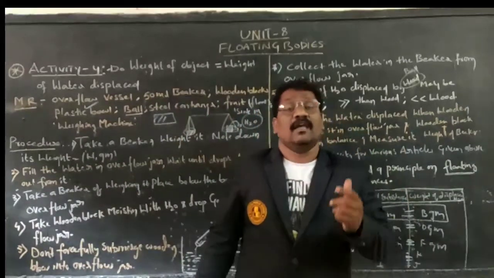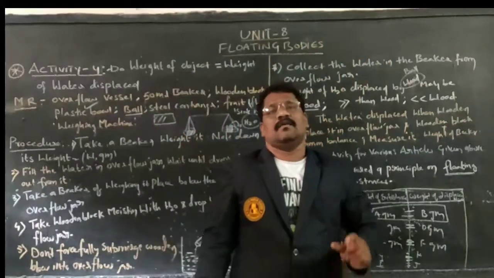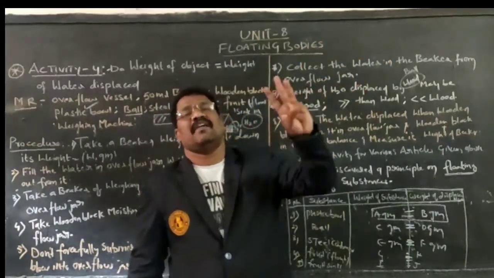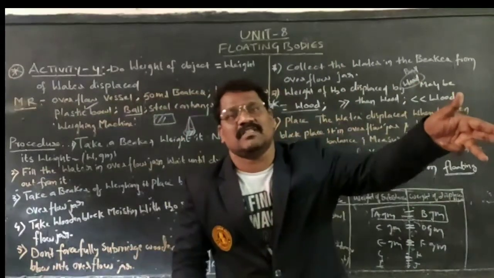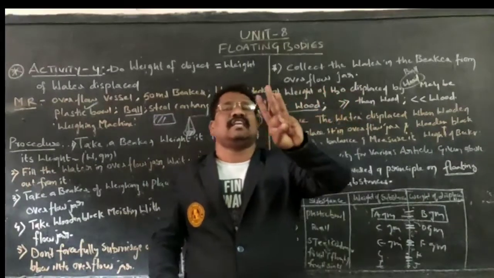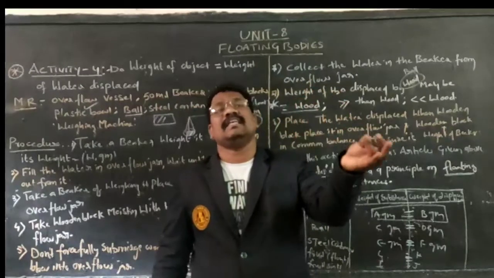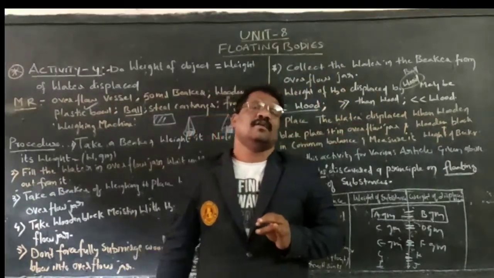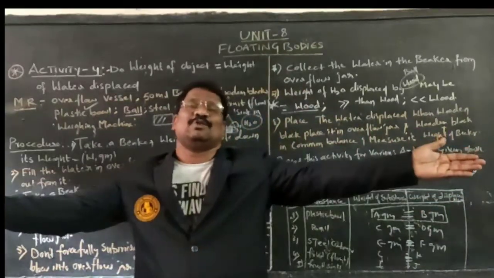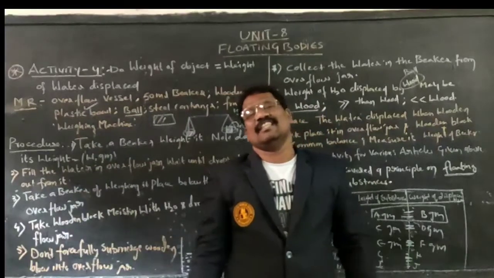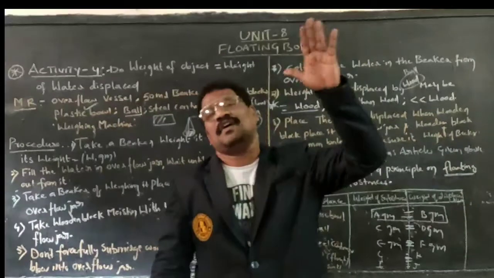I said just now that the density of a substance can be varied by heating, by cooling, by freezing, and also by adding some other substances to that particular substance. By these three means, heating, cooling, as well as adding some other substance to the water, we can change the density of a substance. Not only that, by changing the volume of a substance also, we can allow that object to float on the surface of water.